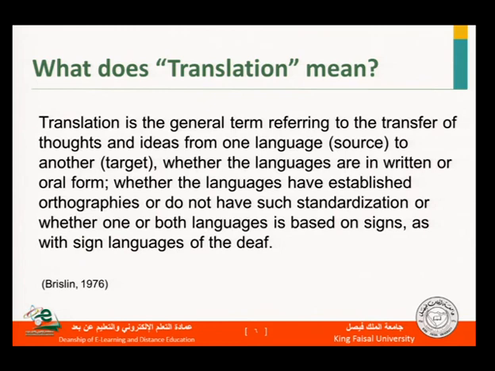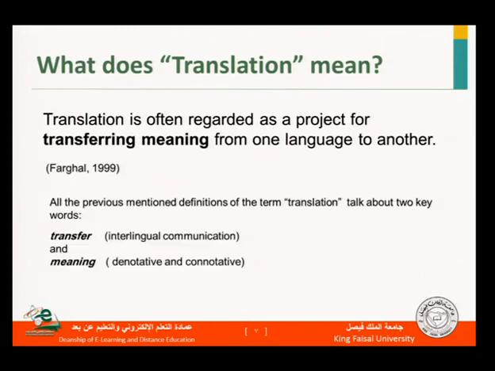This is for Bristol, I think 1972. Let's go. What does translation mean? Also, we have this definition by Farghal. Yes, he is an excellent scholar. I picked that definition from his book because he is of Arabic background and he has a lot of research in translation, and he deserves to be put in my slides. So translation is often regarded as a process of transferring meaning from one language to another.